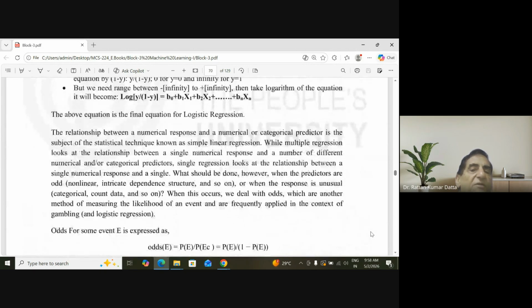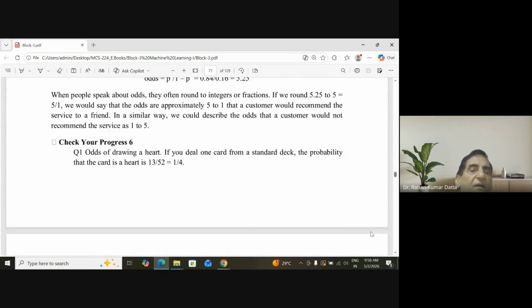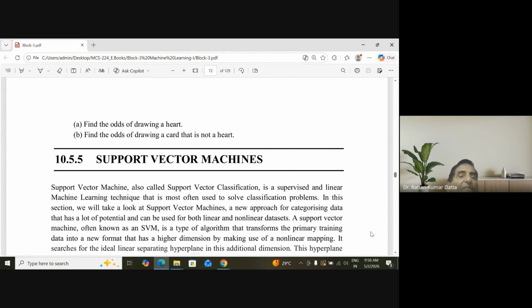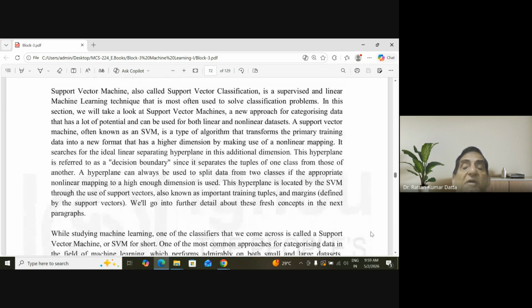Binomial, multinomial, all these things you can have. Support vector machine, that's an important thing. Support vector machine, also called support vector classification, is a supervised and linear machine learning technique that is most often used to solve classification problems. In this section, we will talk about SVM, support vector machine. It is generally used as SVM as an abbreviation all the time. SVM is a type of algorithm that transforms the primary training data into a new format that has a higher dimension by making use of nonlinear mapping.